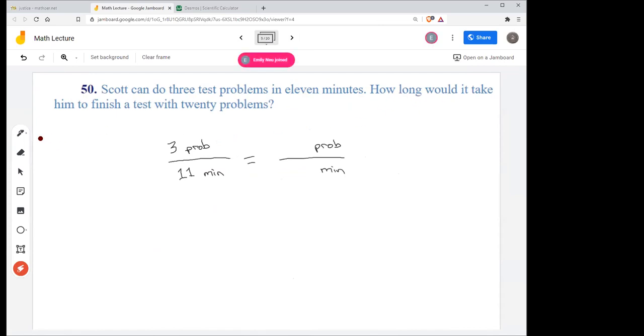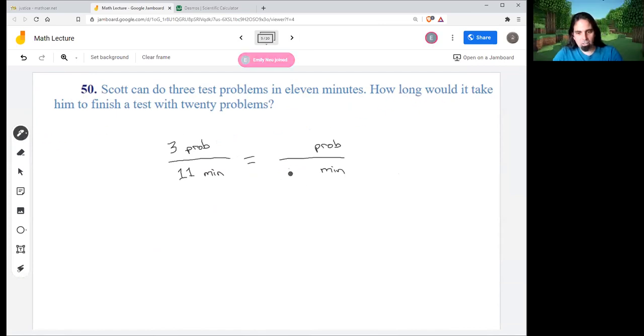How long would it take? Minutes is the thing I don't know. To finish a test with 20 problems. Okay, now tell me your special shortcut.